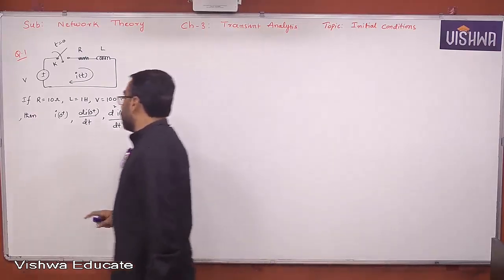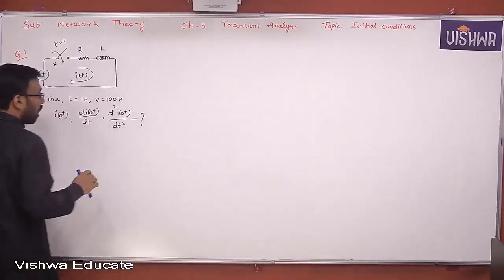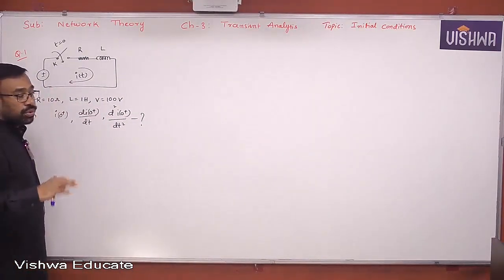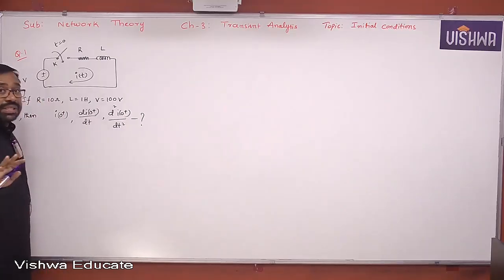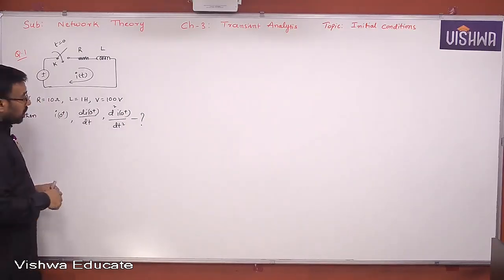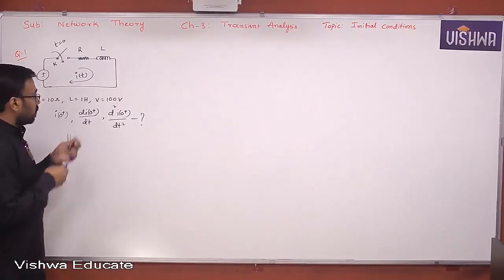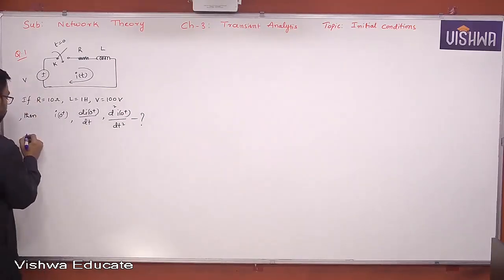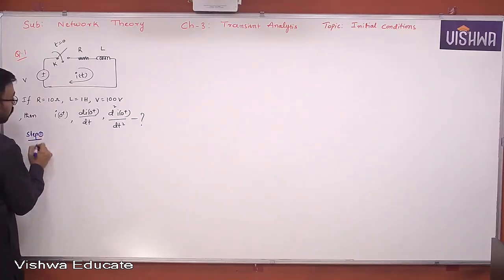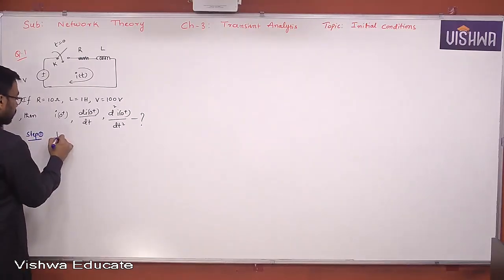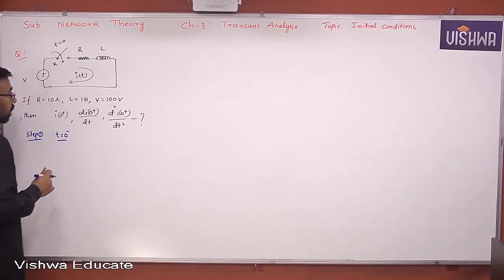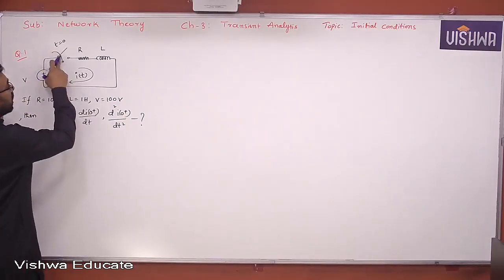Whenever you come across 0 plus conditions, we should always remember that 3-step approach and apply it step by step to avoid confusion. First let me write clearly the step-by-step approach to solve this problem. Step 1. For t equal to 0 plus conditions, what is step 1? Construct the t equal to 0 minus equivalent, looking at the switch condition.